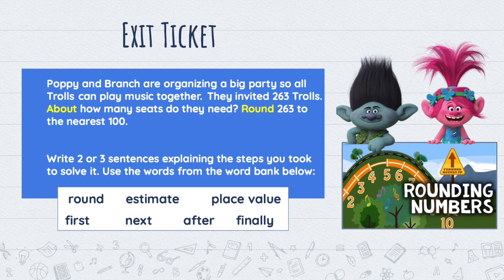That's the first step. The second step, once you finish rounding and you found your answer, you are going to write 2 or 3 sentences explaining the steps you took to solve it. And you have to use the words from the word bank below. The words are round, estimate, place value, first, next, after, finally, or any other transition word you know.